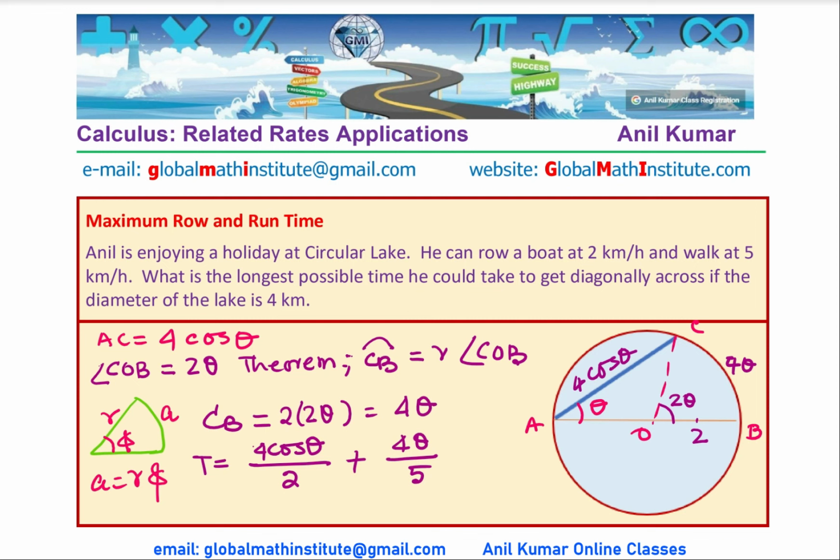So now let us simplify this and then find the derivative. So 2 cos theta here plus 4 over 5 theta. So we have the expression for time, total time taken for Anil to travel from A via C to B, rowing A to C, and then walking C to B. Okay. So on a fresh page, let's complete the solution.